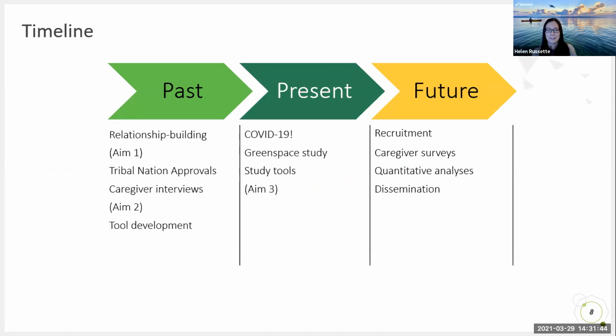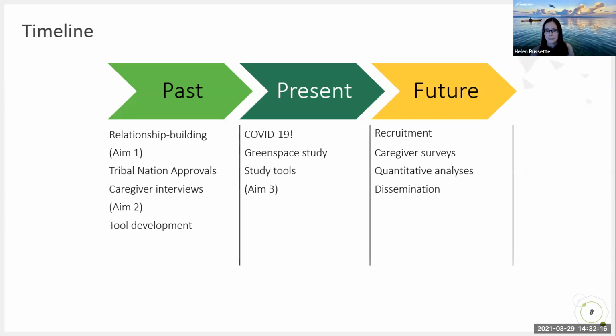So I wanted to organize based on past, present, and future. And so we have completed A1, which was relationship building with our community partner. We have requested and received several tribal nation approvals for our ongoing studies. And we have conducted and completed caregiver interviews on barriers and facilitators to positive family-child engagement. And also, we did develop and identify our tools.